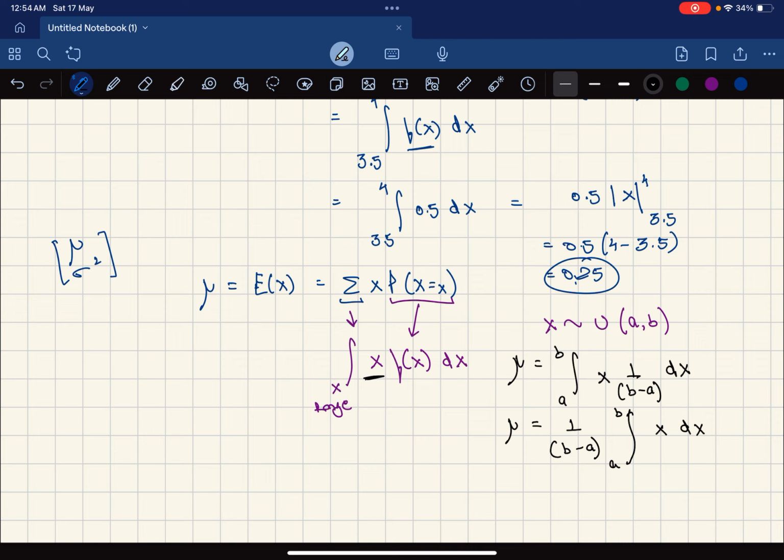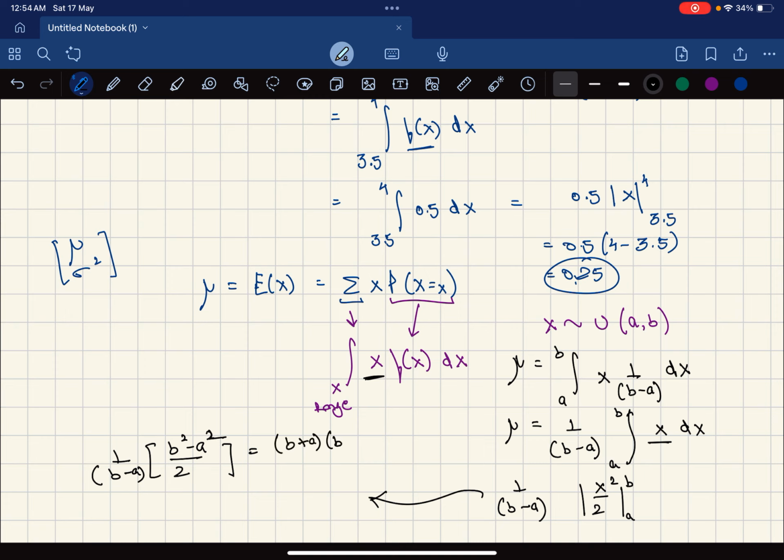Now if you remember, the integral of x is given as x square upon 2, and we put the limits from a to b here, and we still have this constant 1 upon b minus a. Now this could be written as 1 upon b minus a multiplied by b square minus a square upon 2. Now b square minus a square could be written as (b plus a)(b minus a), and we are still left with b minus a into 2.